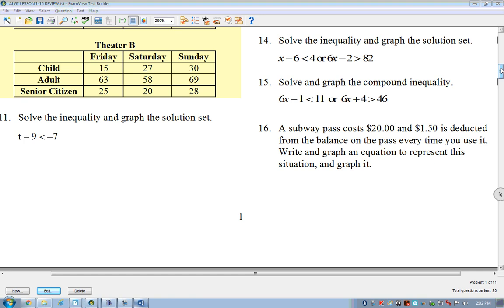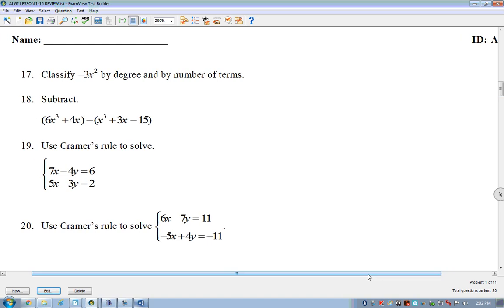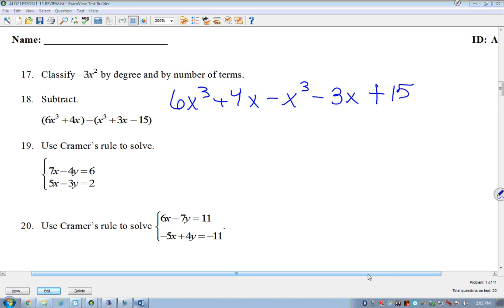Number 18. Subtract. Whenever I see something like this and I need to subtract, what's the first thing that I need to do? Distribute the negative. Thank you very much. 6x cubed plus 4x. We're distributing that negative, so what am I getting now? Minus x cubed. Now what? Minus 3x plus 15.